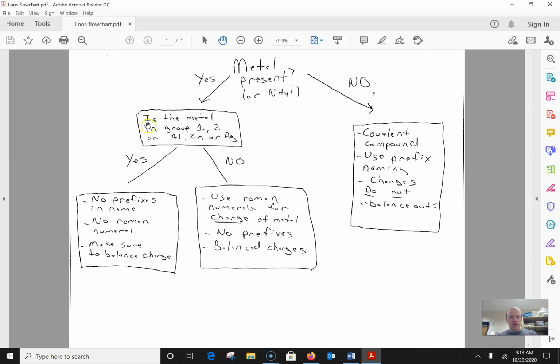And then the next question is: is the metal in group 1, 2, or aluminum, zinc, or silver, specifically those three elements? The reason is because those are the ones where we label the charge in the periodic table, and those can form only one charge. If the answer to that question is yes, we're going to be thinking about this type of naming. If the answer is no, we're going to be using Roman numerals.